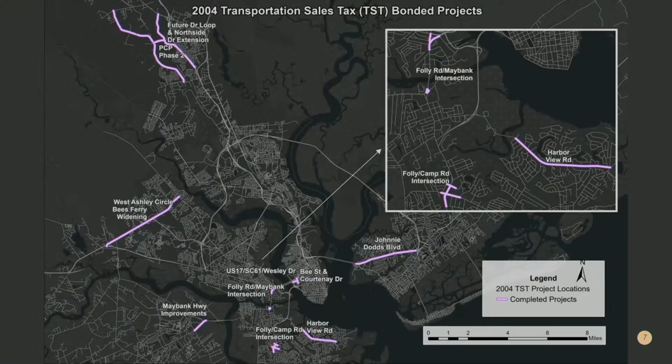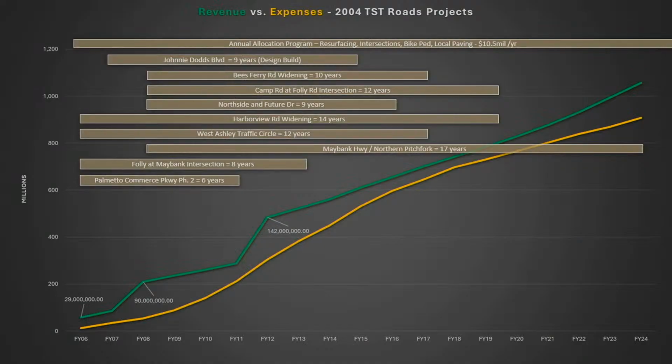I want to quickly touch on our 2004, what we refer to as our bonded projects. You can see the locations here spread throughout Charleston County. I wanted to talk a little bit about the cash flow of the 2004 sales tax program. So along the bottom axis, your x-axis, we've got our years. So those are our fiscal years from when the program started in 2006.